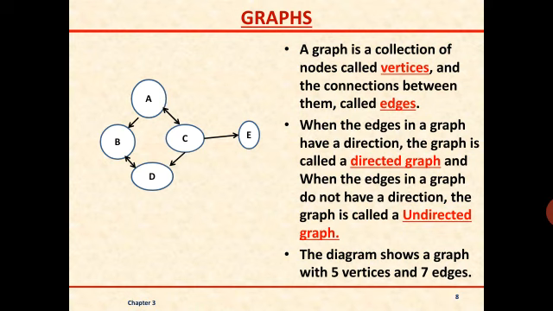These nodes are interconnected by edges, and these edges have certain directions. You can see here the directions either in one direction or two directions. They are having a direction, hence it is called a directed graph. When the edges in the graph do not have any direction, we call it an undirected graph. In the diagram, we have 5 vertices and 7 edges.